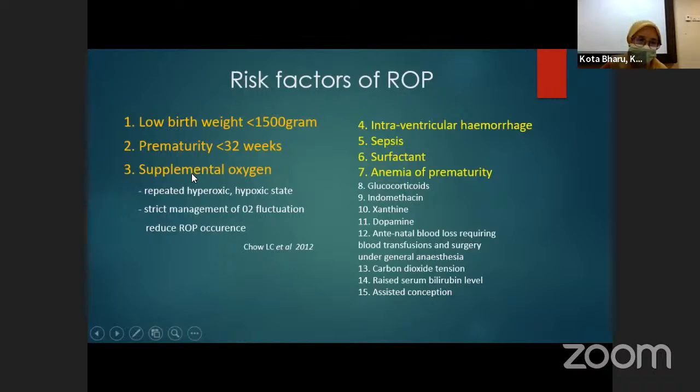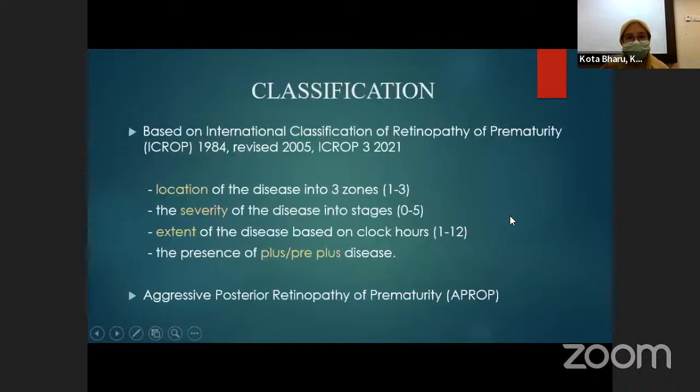For supplemental oxygen, there are a few studies showing that the repeated hyperoxic and hypoxic states contribute to the formation of ROP, and strict management of oxygen fluctuation will reduce ROP occurrence. The other important risk factors for ROP are intraventricular hemorrhage, sepsis, surfactant, anemia of prematurity, and the others mentioned below.